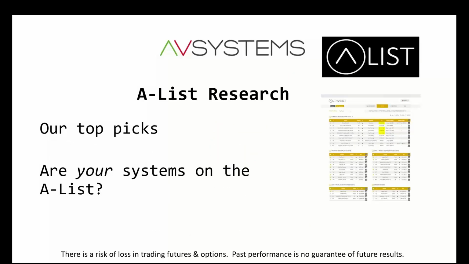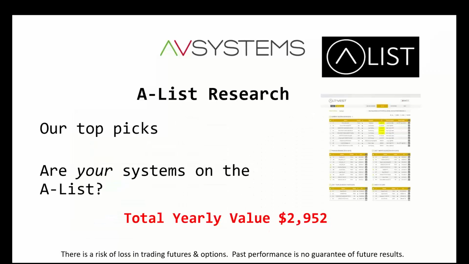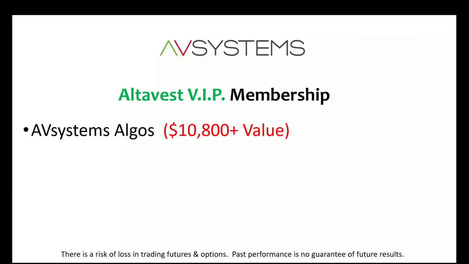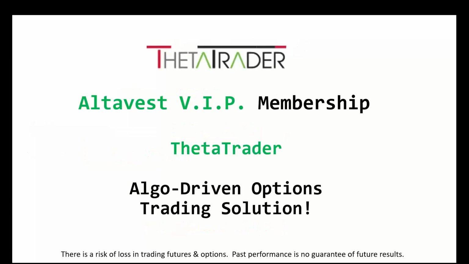You also have access to our research on the systems platform. You'll want to know what our top picks are. We call it, what's the A list? So the value for all of our research as well, $2,952. So you have the AV systems VIP membership that includes the Algos and the A-list research, over $13,700 value.